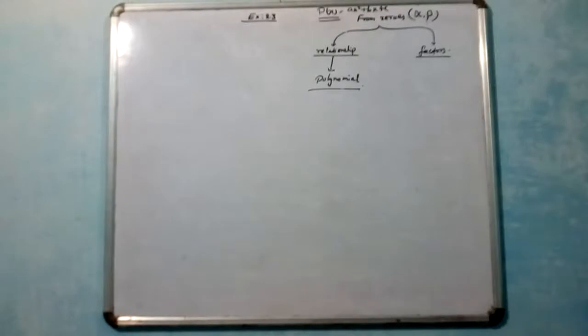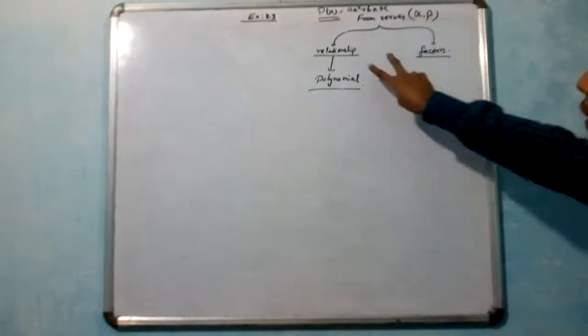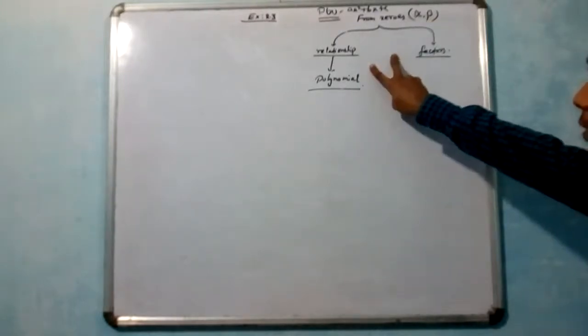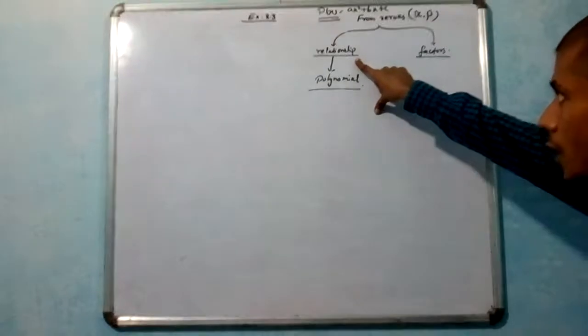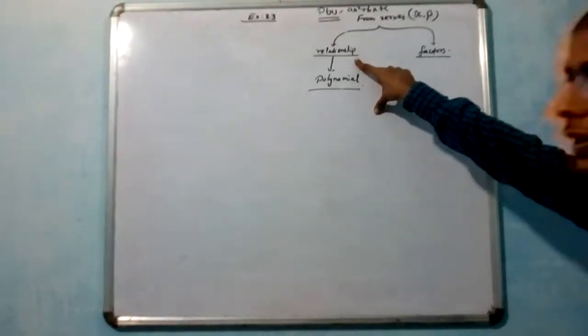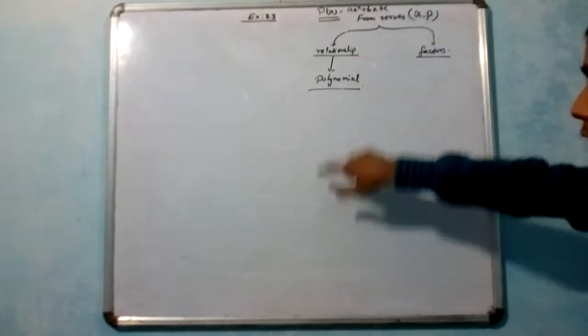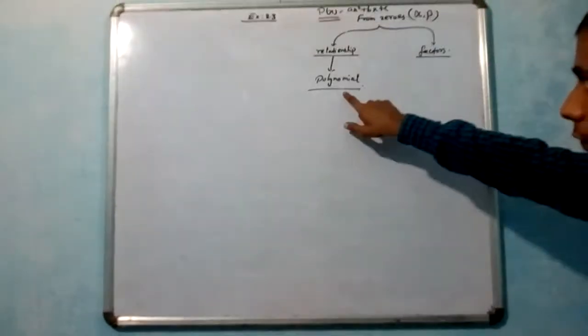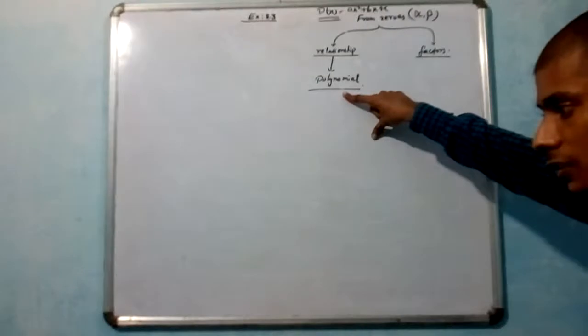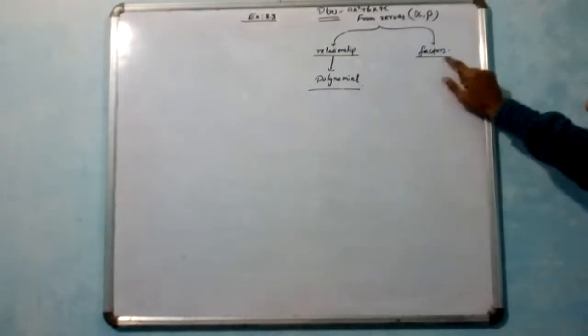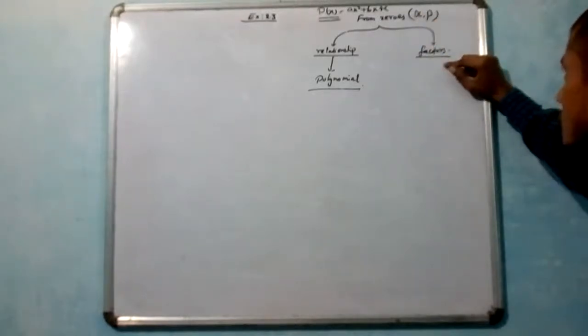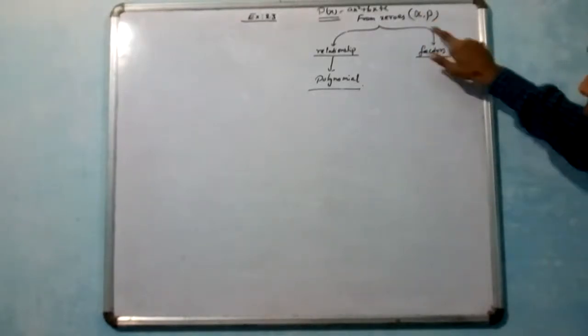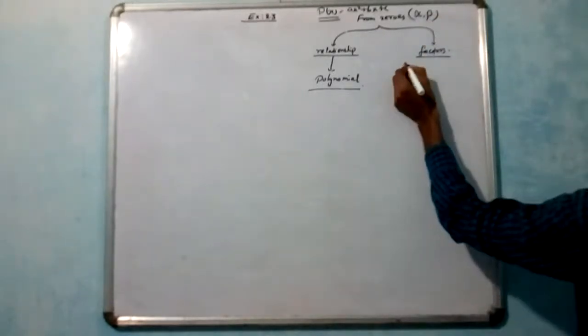Question. In the last class, what we saw? From the zeros, we can get two things. One thing, the relationship: alpha plus beta is minus b by a, alpha into beta is c by a. And today we saw that from that relationship we can find the polynomial ax square plus bx plus c, isn't it? Also we saw in the last class that from the zeros we can obtain the factors. You forgot. This is not good. What? Factors.